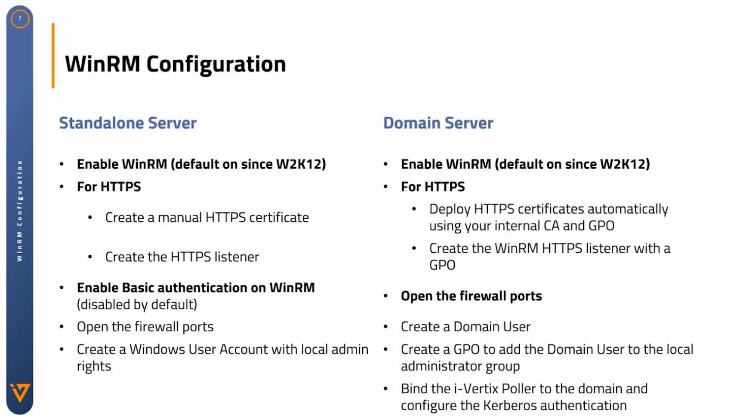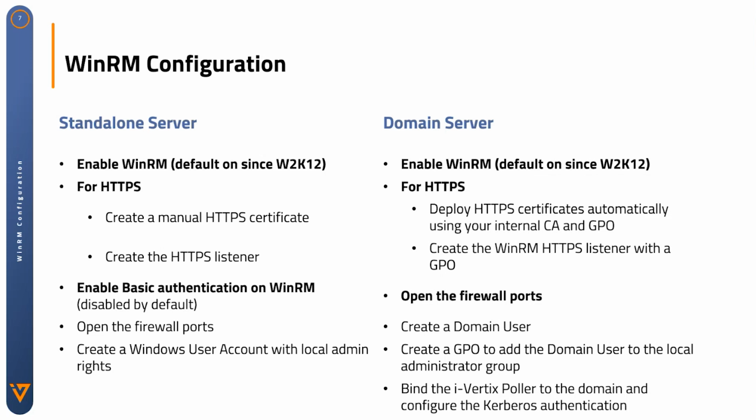Now what we need to do on the configuration side to run WinRM. We have two scenarios here. In the demo, we will show you an example on a standalone server, but on a domain it's quite similar, with some differences. First, you need to enable WinRM. In most cases, it's enabled by default since Windows 2012, so every newer Windows version has it enabled by default.